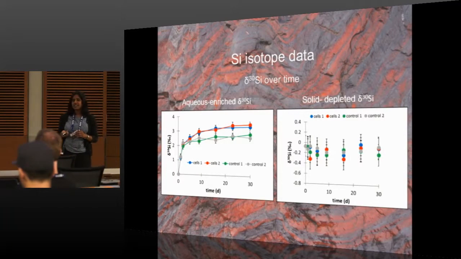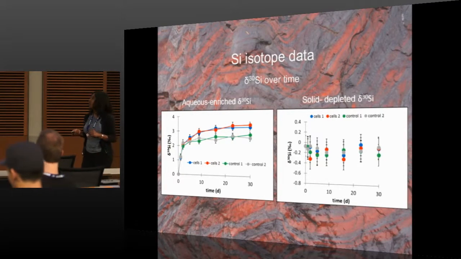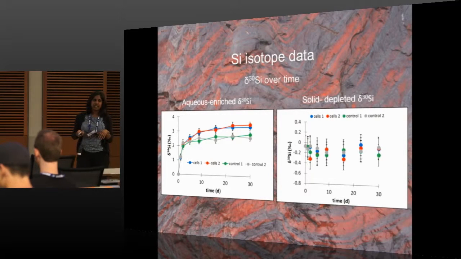All right, this is the silica isotope data for the aqueous phase and the solid phase for my samples. The general takeaway from these 2 plots is that for the aqueous phase, you see an enrichment in delta-30 silica, but for the solids, you see a depletion in delta-30 silica. The other thing to take away is that in the aqueous phase, the enrichment in delta-30 silica for the cell experiment is slightly higher than that of the control experiment. And that tells you that the presence of ferrous iron is causing that difference.